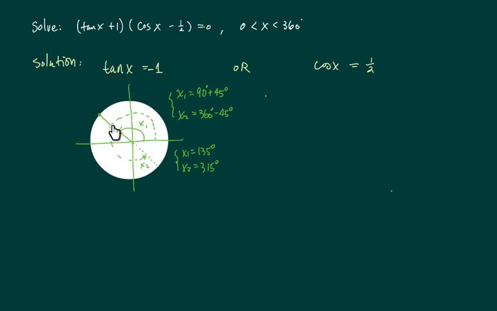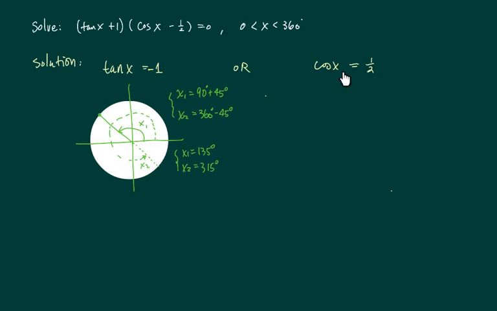Now 45 degrees gives us the 1 value. Since it's in the second quadrant, we have 90 degrees, which is this 90 degrees, plus the 45. That gives me the second quadrant, and that gives the 135. Or the one that's in the fourth quadrant, it's 360 degrees minus the 45 degrees, which gives us the 315 degrees.